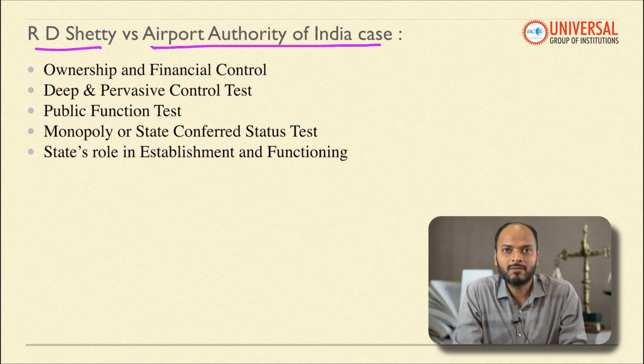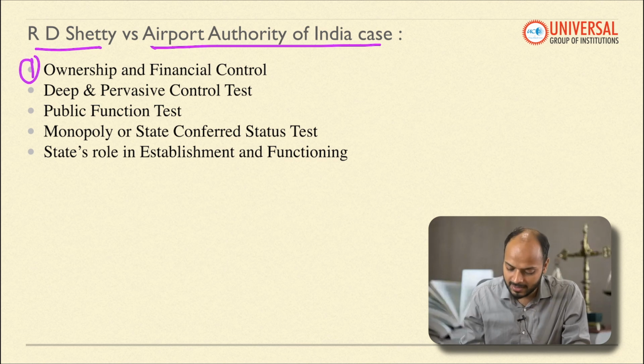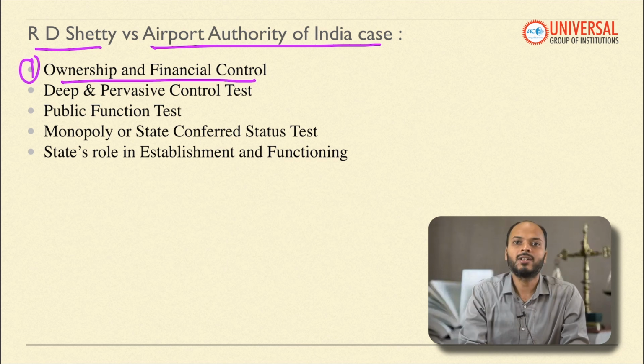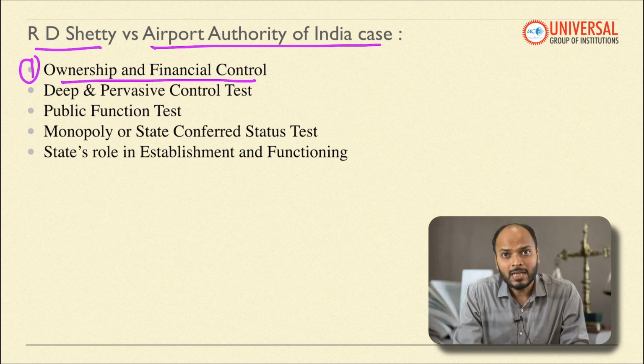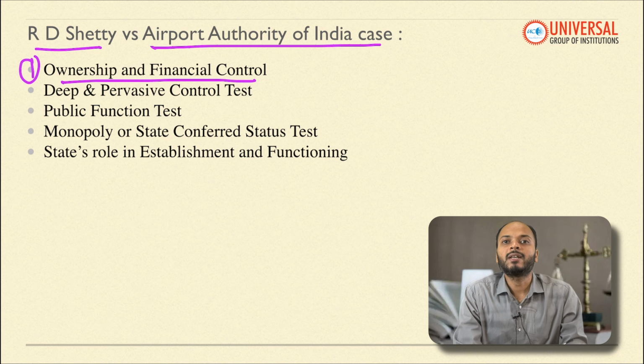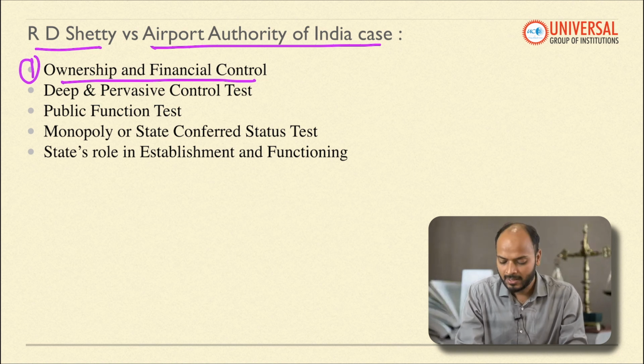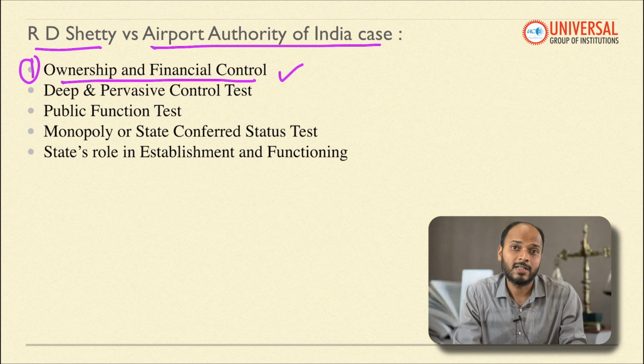Here Justice P.N. Bhagwati has given a 5-point test to determine whether a public authority comes under the definition of state or not. The first point is ownership and financial control, meaning if in that particular body, a significant ownership is of any government, be it the central government or state government or local government, then such a body shall be included in the definition of state under Article 12.